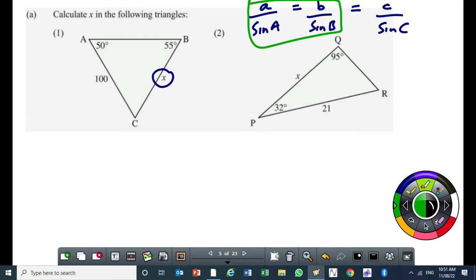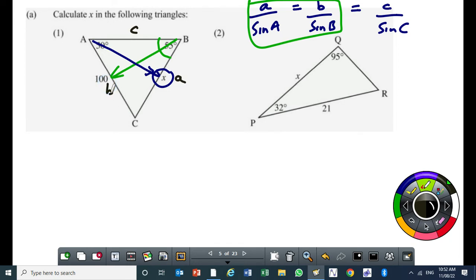Among those two angles, one of them must be opposite a given length. So here, we have got angle B, which is opposite AC. So these two are related, and I can have here b over sine B. But when I calculate x, x is opposite angle A, so the other ratio comes from the relationship between those two. When I write my formula, I don't need to write all three ratios. Based on the question, I can call this one c, this is small a, that's small b.